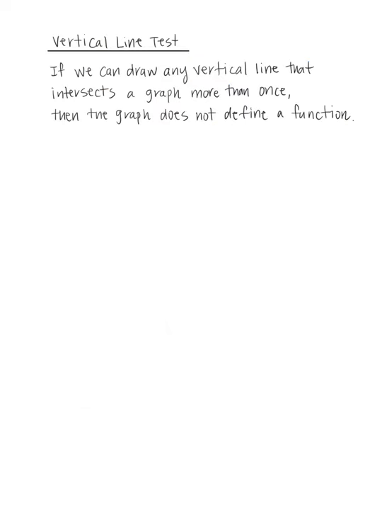To summarize it all, here is the theorem, the vertical line test. It says that if we can draw any vertical line that intersects the graph more than once, then the graph does not define a function. That's exactly what happened with our 3 examples. All right, so now let's play a different game.